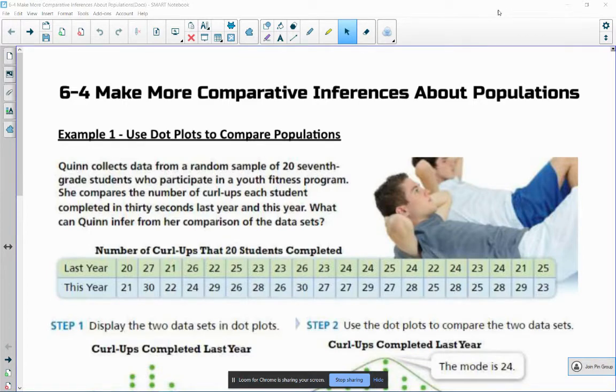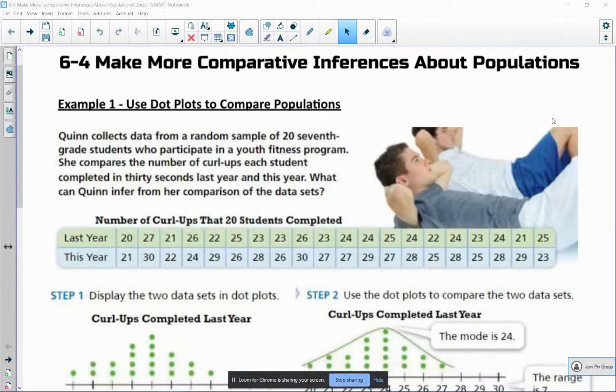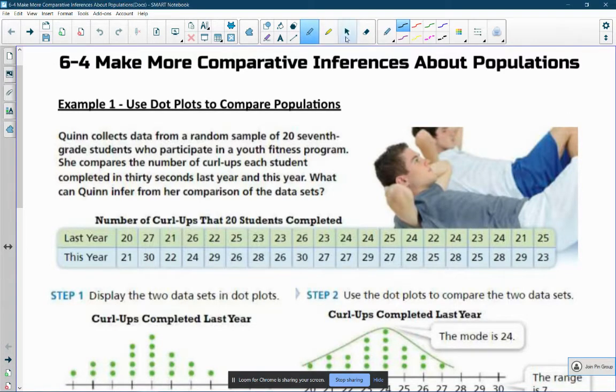So this question says, Quinn collects data from a random sample of 20 7th grade students who participate in a youth fitness program. She compares the number of curl-ups each student completed in 30 seconds, last year and this year. What can Quinn infer from her comparison of the data sets? So in this green, we've got the number of curl-ups that students did last year. And this year, we have the same sort of recording, but how many curl-ups they could do this year. Now these are 20 students, and all we're going to be doing is comparing last year to this year.